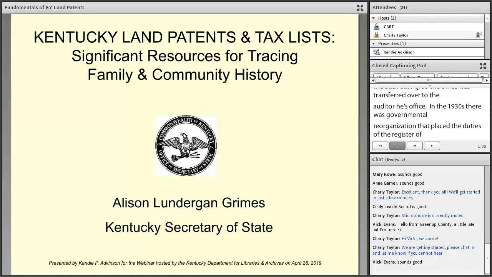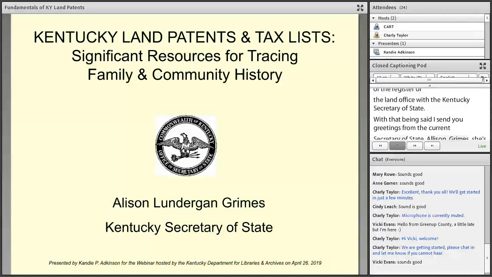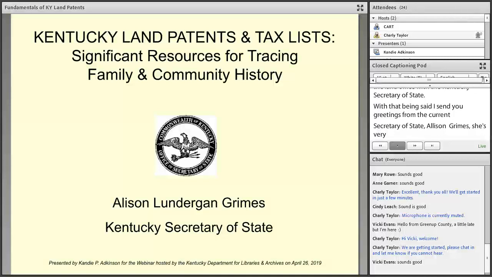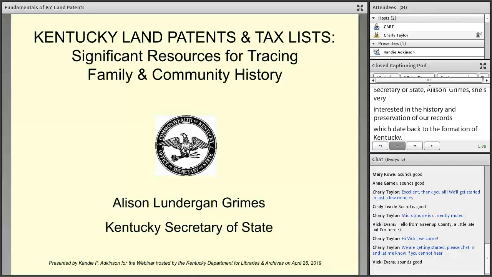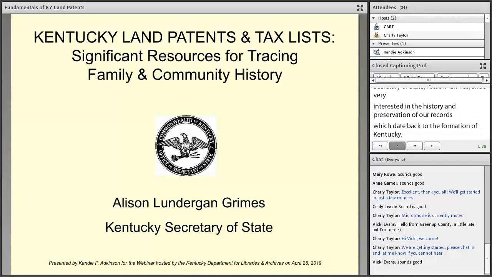Then in the 1930s, there was a governmental reorganization that placed the duties of the Register of the Land Office with the Kentucky Secretary of State. And with that being said, I send you greetings from the current Secretary of State, Allison Lundergan Grimes. She is very interested in Kentucky history and the preservation of our important records, which date back to the very formation of Kentucky. We are now in an area with the records housed in a vault with a suppression system. And I, as a Kentuckian, thank her for doing that and looking forward to the preservation of the records by doing so. So let's move ahead.